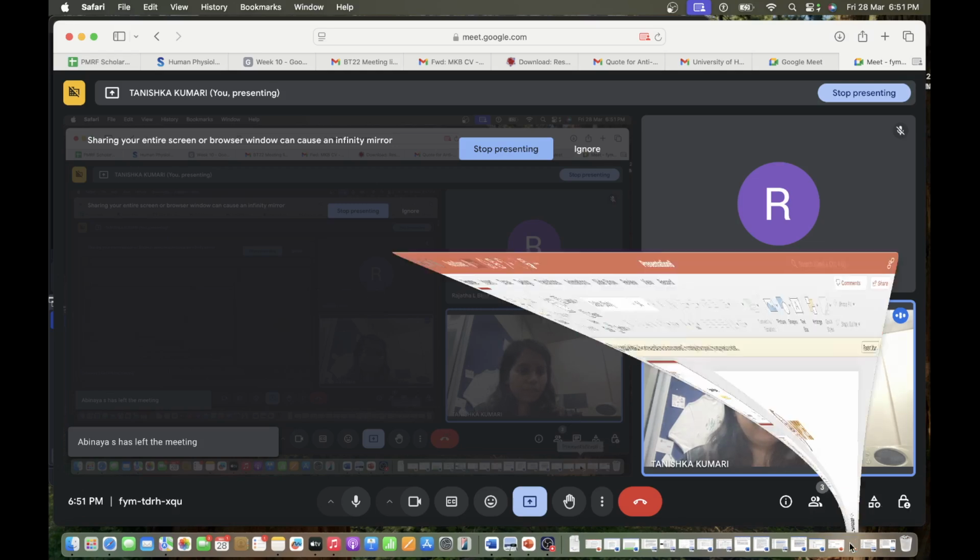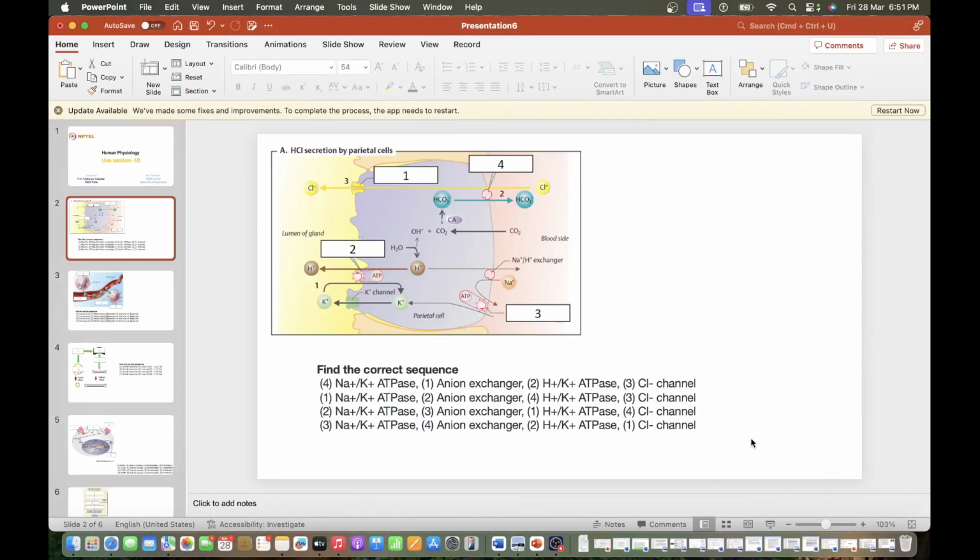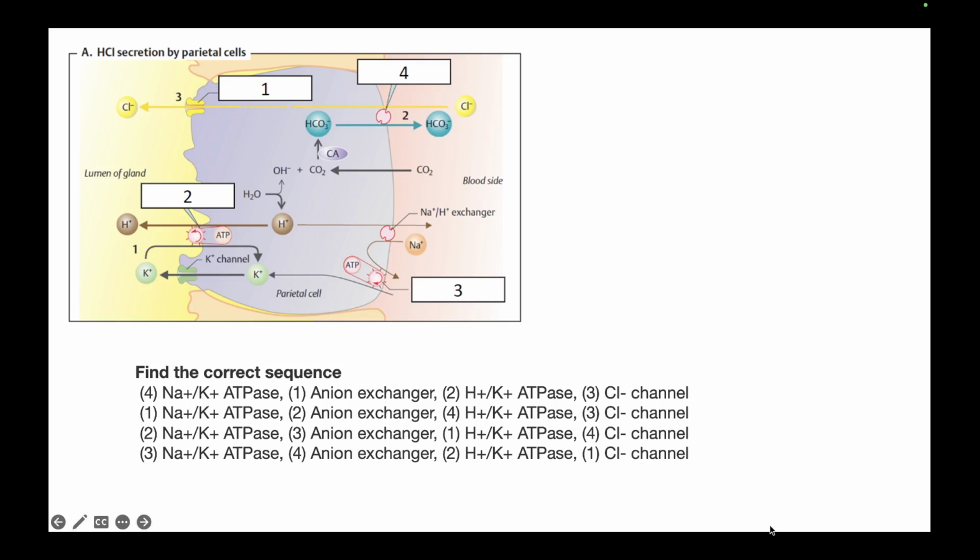So let's see the question that we have for today's class. This is a question that we discussed in the last class. Last class I discussed how HCl is secreted from the parietal cells. We talked about the physiology of the digestive system. From our mouth we have the esophagus. The esophagus goes down and enters our stomach.